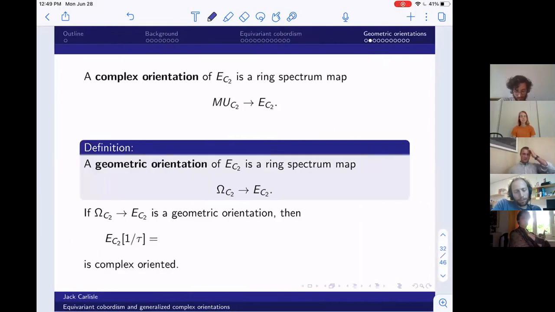So the important observation that connects these two theories to one another, because here's my geometric orientation definition, but people care about complex orientations. This is a well-known theory. People want to understand it better. And what's nice about this theory of geometric orientations is that it ties in very interestingly to the theory of complex orientations. To be more precise, the key observation is that if we have a geometric orientation of a spectrum EC2, then we can invert the element tau in EC2, again, by forming this homotopy colimit.